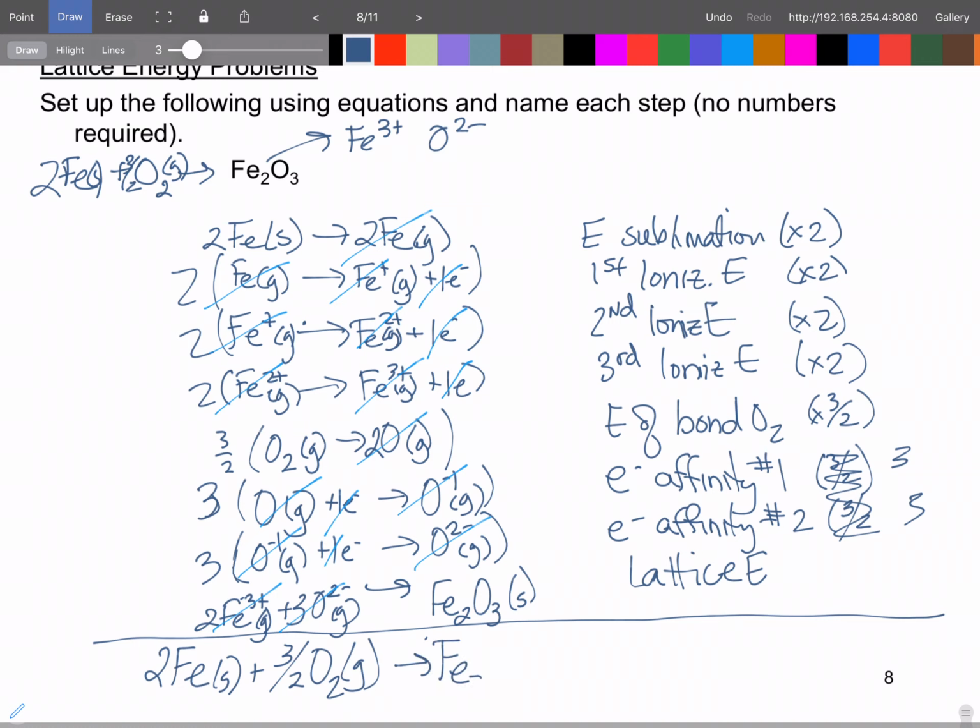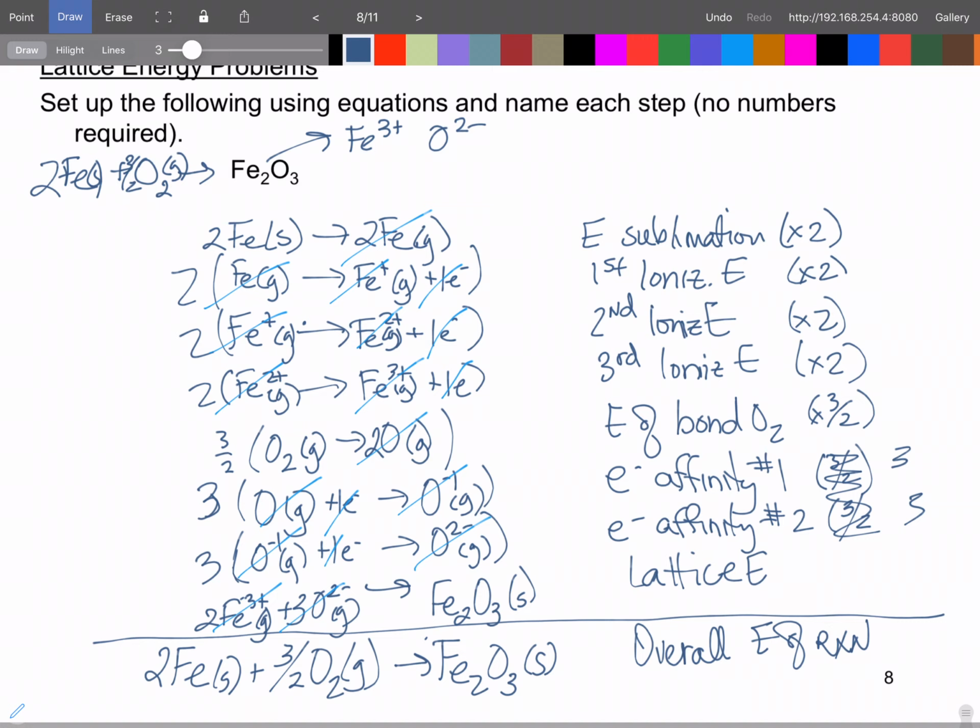yields Fe2O3, which is the overall energy of reaction. So if you look at this step, it's just a series of steps, a series of taking it apart and putting it back together in such a way that you start with what you have elementally and get to the ions that you need. And again, it should close the loop. If things don't cancel, then you've done something wrong.